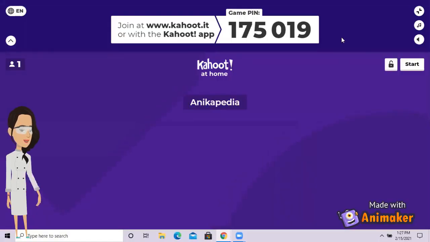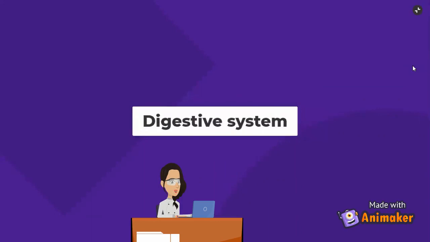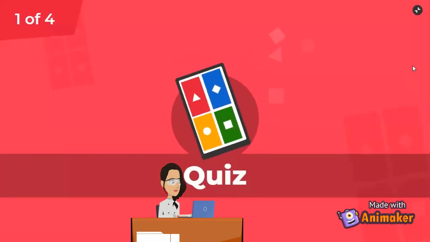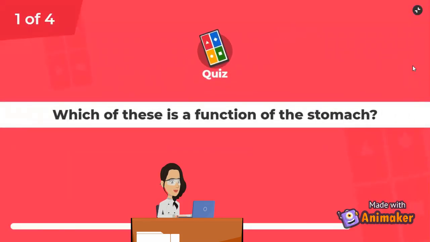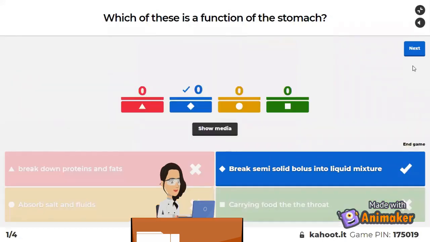Hi everyone, I'm back with the Kahoot, so let's start. Ooh, this is going to be fun. Digestive system. 3, 2, 1. Question is, which of these is a function of the stomach? Triangle, break down proteins and fats. Blue, break semi-solid bolus into liquid mixture. Yellow, absorb salt and fluids. And green, carrying food to the throat. If you said break semi-solid bolus into liquid mixture, you are correct.